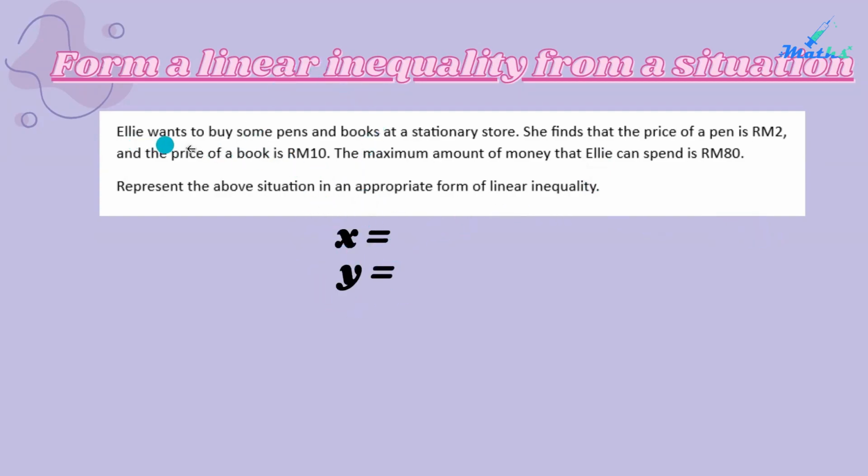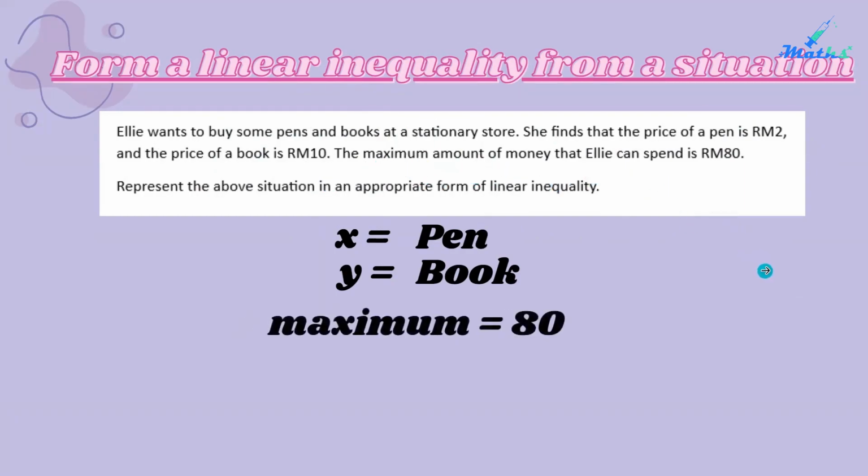Let's see the question. She finds the price of a pen and the price of a book. So the x will be a pen and the y will be a book. Next we find the total, which is the maximum amount of money. The maximum is 80 ringgit. Since it's maximum, we need to use less than or equal to.